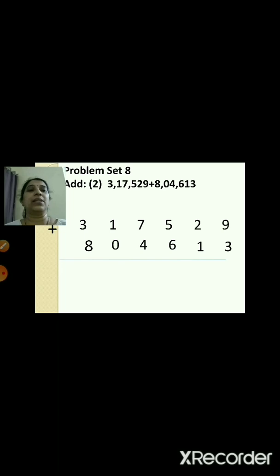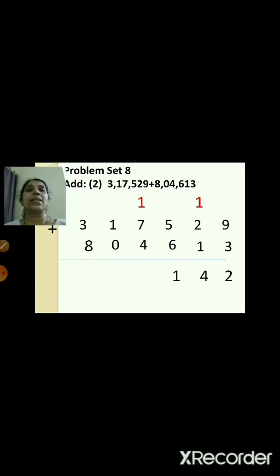9 plus 3 is 12. So 2 will come in the units place and 1 will be carried over in the tens place. So 2 plus 1 is 3 and 3 plus 1 is 4. So 4 will come in the tens place and 5 plus 6 is 11. So 1 will come in the hundreds place and 1 will be carried over in the thousands place.